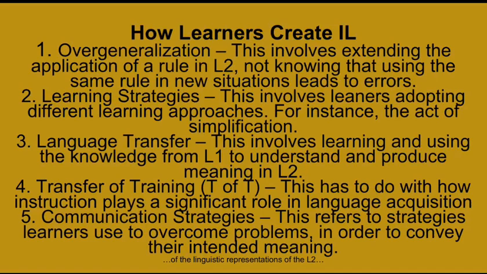Number five is communication strategies. This refers to the strategies learners use to overcome problems in order to convey their intended meanings. Now, when a learner is faced with some challenges in communicating, he resorts to certain strategies. I'll give a few examples. Paraphrasing: when a sentence is too difficult, they resort to paraphrasing, or making substitutions, especially when it comes to pronunciation skills, substituting the otherwise difficult vowels, central vowels, with much easier vowels.